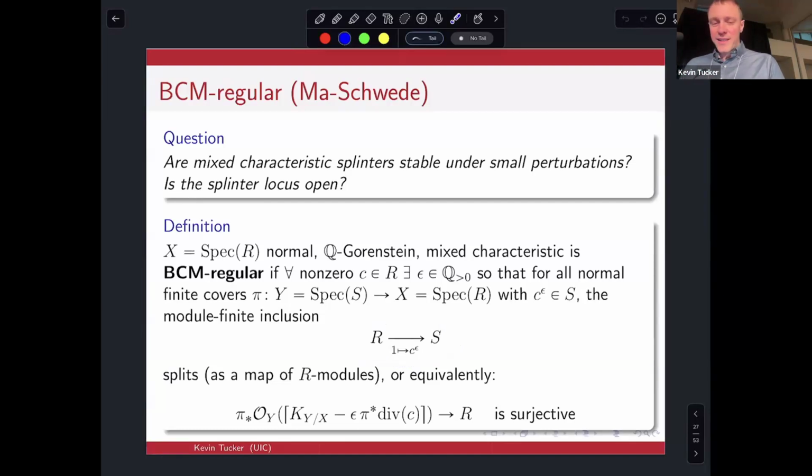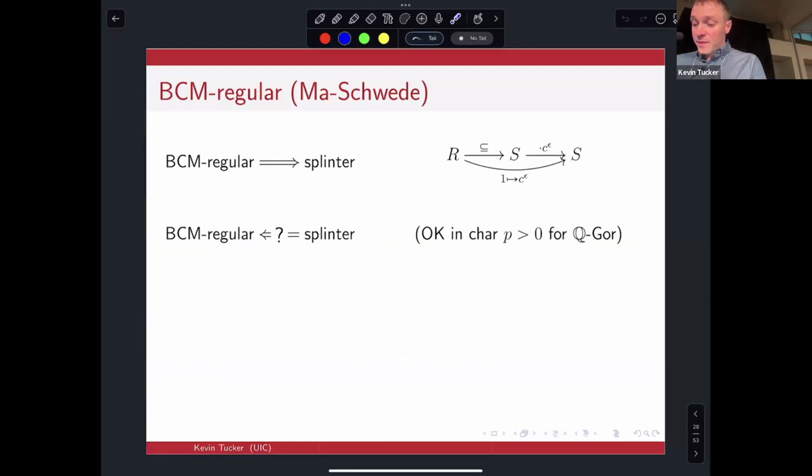And you can write this down in terms of the trace maps as well. In terms of the trace map, this maybe looks even more like a small perturbation. So I'm looking at the relative canonical divisor and perturbing it by epsilon times the pullback of div c. Okay, and the request would be that those maps are all surjective. BCM-regular is really a stronger condition than splinter, in the same way as we had before.